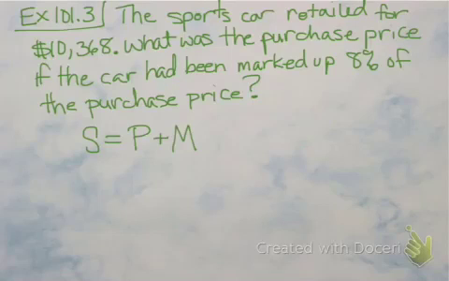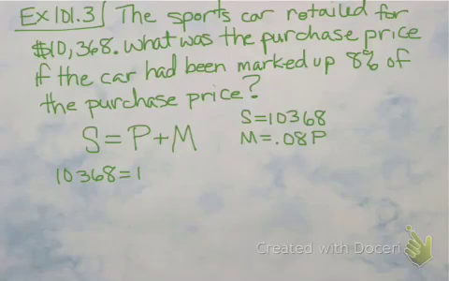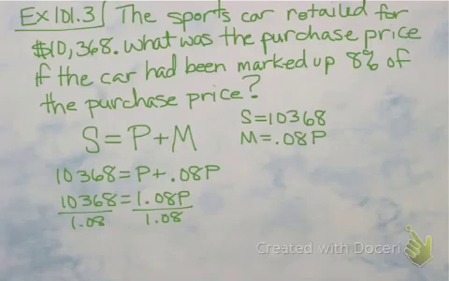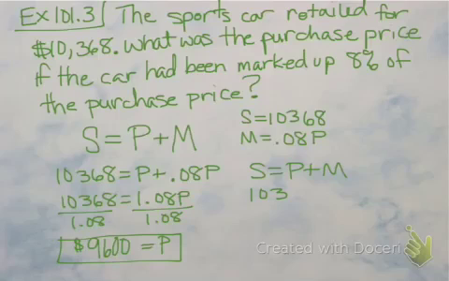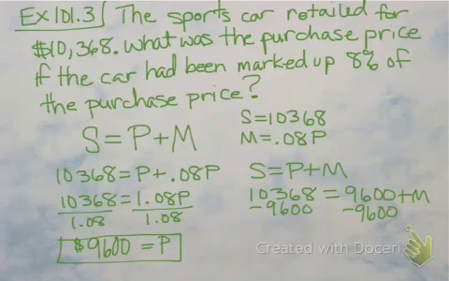So we start with S equals P plus M. The selling price was $10,368. The markup had been 8% of the purchase price, so 0.08P. Plug those in, and we get 10,368 equals 1.08P. Divide by 1.08, and we get P is equal to $9,600. To find the markup, we'll just subtract it from the selling price. So 10,368 subtract 9,600, we get the markup to be $768.